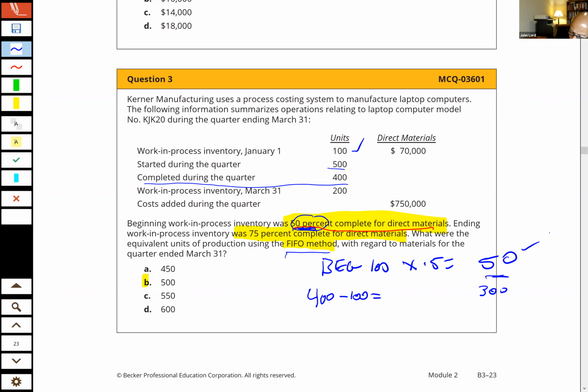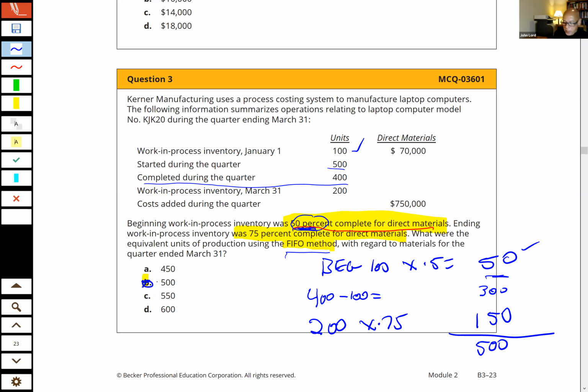And then the work in process at the end is what? 200 times the 0.75. That's pretty straightforward. So that's 150. So if I do the math on that, 50 plus 300 plus 150 gives me the 500.